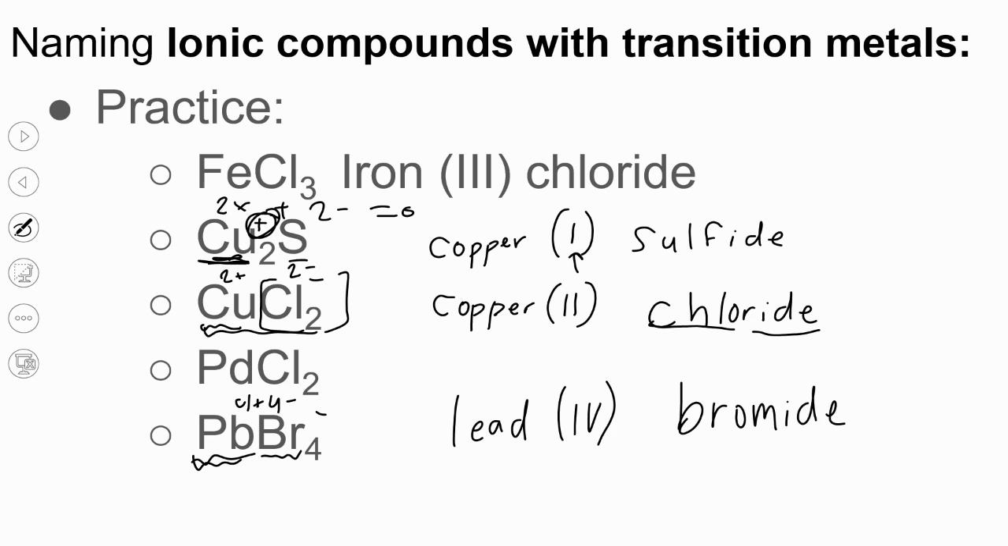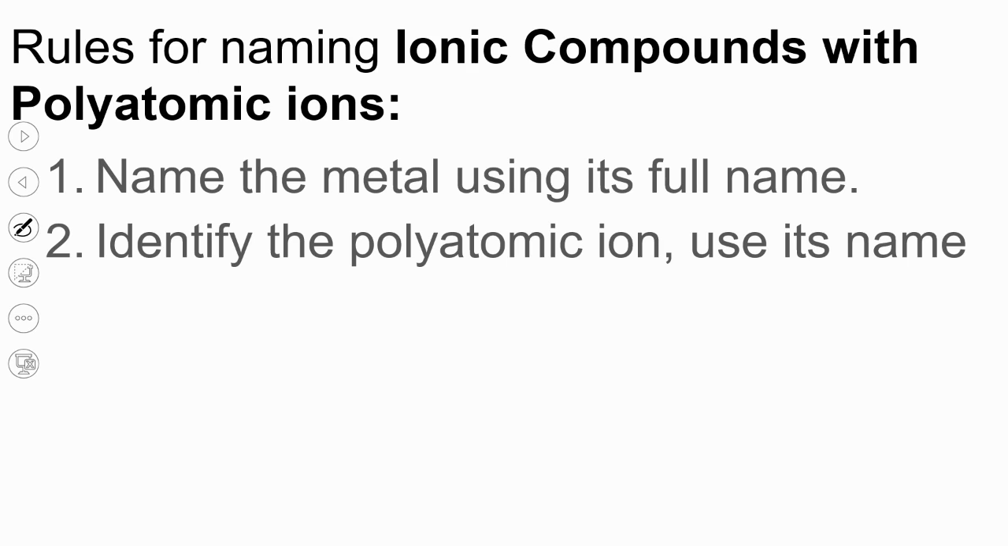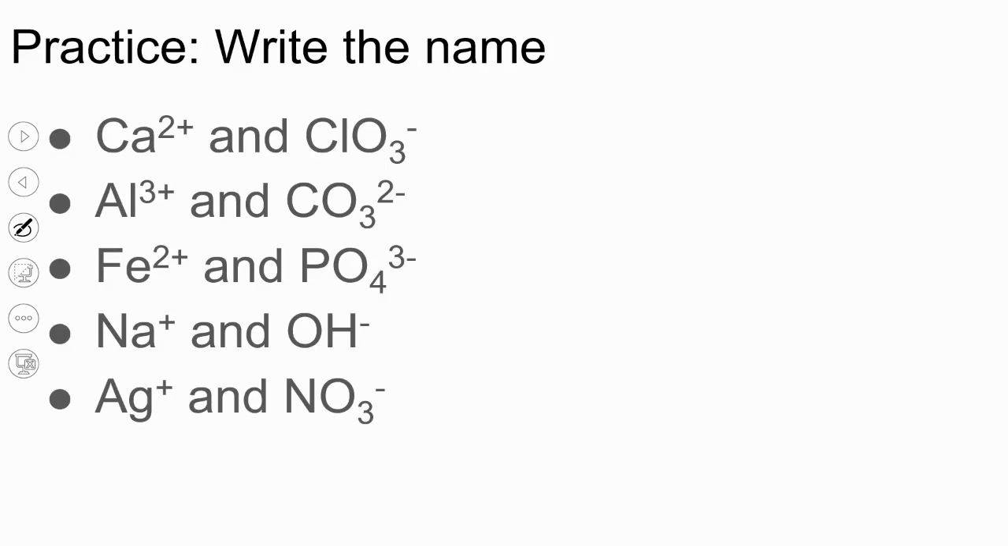If it can have multiple charges, you have to specify the charge on the metal. If it's always the same charge every time, then you don't have to specify, like silver or potassium. For a polyatomic ion, you just find the element and then name it. Should we try that? What would these ones be?